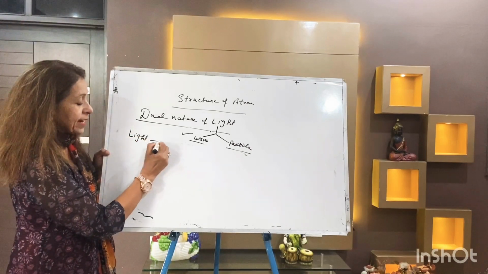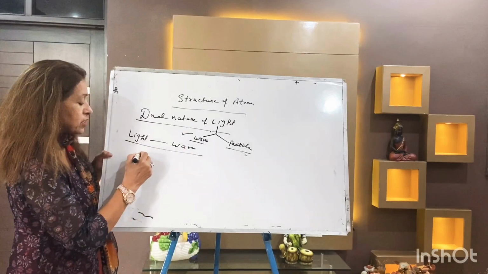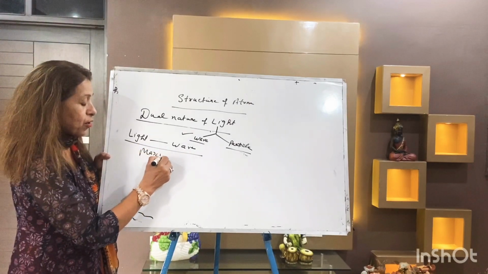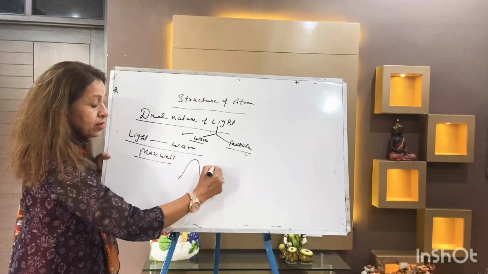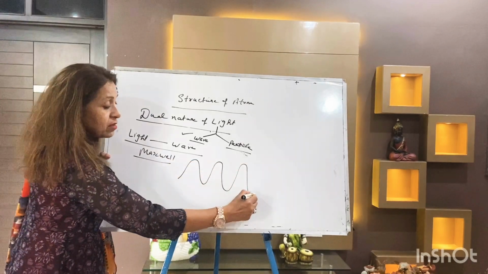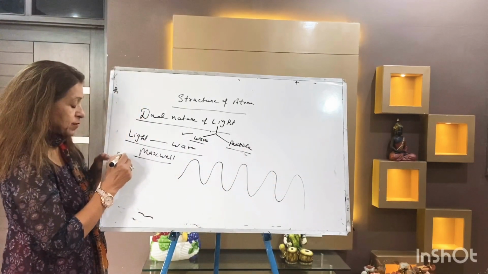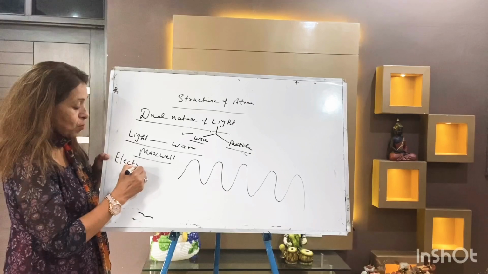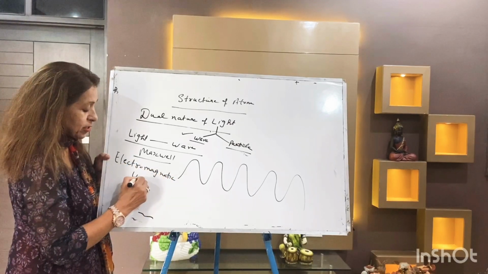Write down, light acts as a wave, and that is explained by the scientist Maxwell. According to Maxwell, light travels in the form of waves. These waves are associated with electric and magnetic fields, so the light waves are also called electromagnetic waves. Write down, they are called electromagnetic waves.